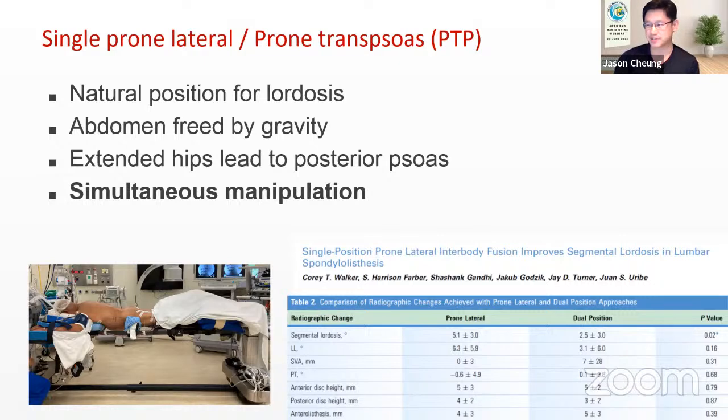This is a more natural position. In general, the vasculature is not really a big concern, and patients have extended hips as well, so the psoas is pulled posteriorly, so you generally don't have that big of an access issue to the psoas. And most importantly, simultaneous manipulation. You do a facet release as well as the disc release in the same procedure, and you get much better grip.